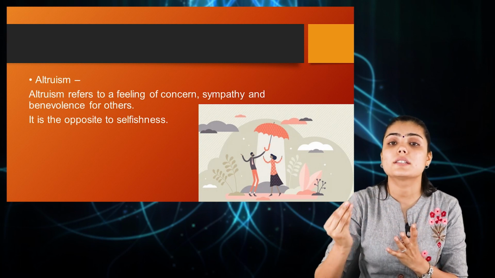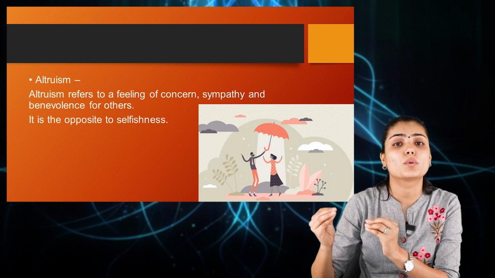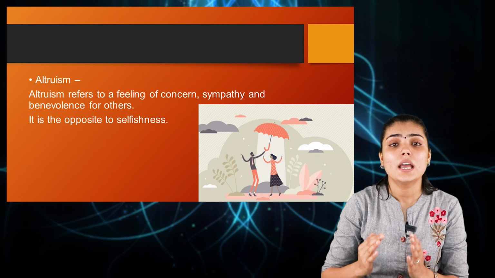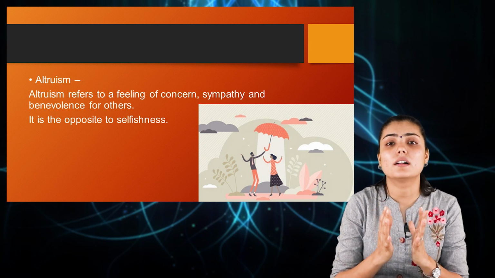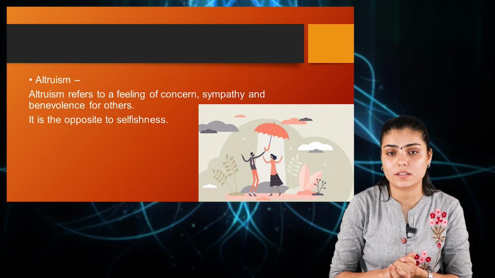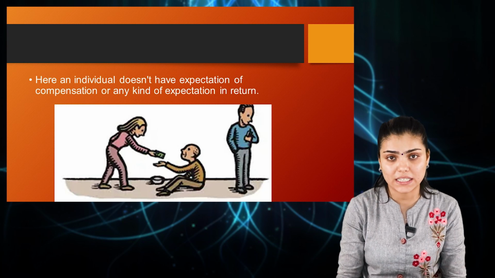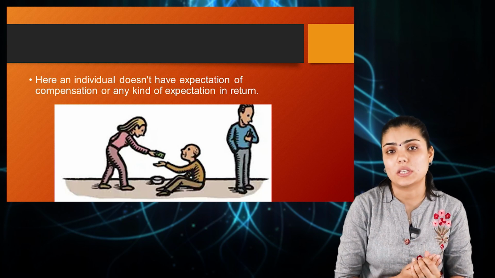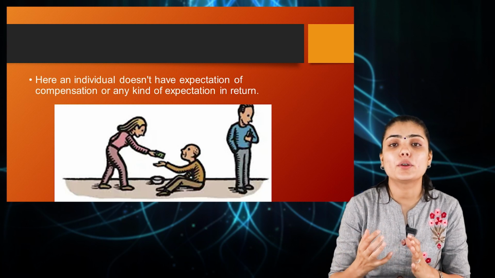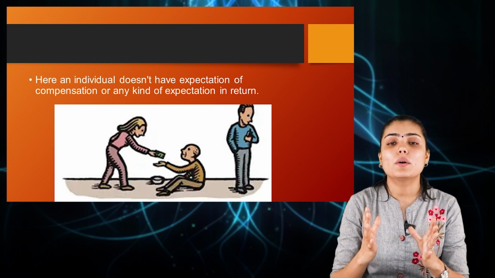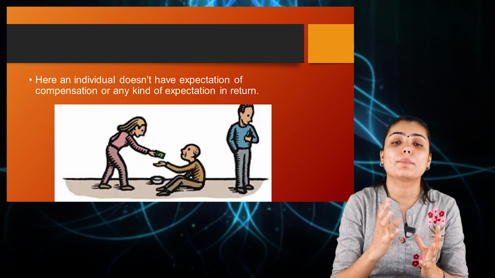Altruism is a feeling of concern, sympathy, and benevolence towards others, which means you feel connected to people, you feel kind towards other people, you feel concerned for them. That is altruism. It is the opposite of selfishness. We expect that if we do something for someone, they will in turn give us something or we will get a reward. But in altruism, an individual will not have any expectation of compensation. Whatever you do, out of sympathy, concern, or kindness to that person, you do without expecting anything in return.